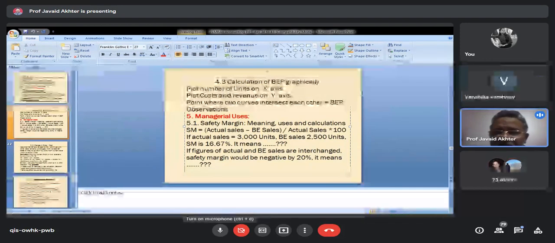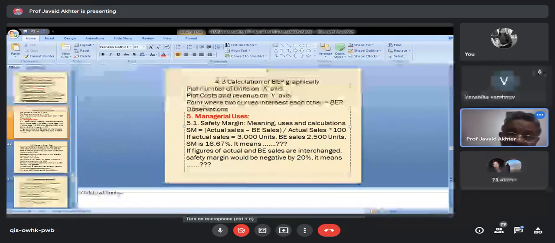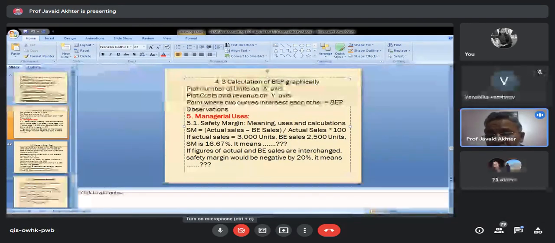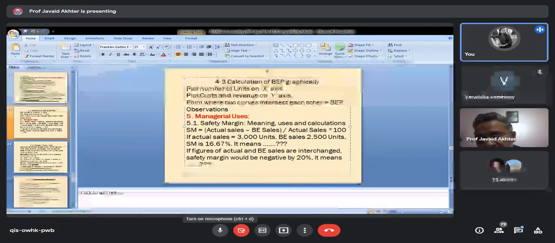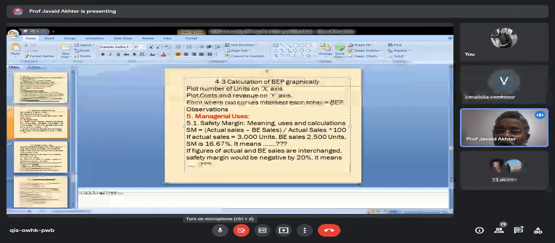Up to 3,000 units produced, the company is in a safe margin when it comes to the net profit. So the company can reduce 17% of the sales before it becomes unprofitable. To some extent, it is correct.